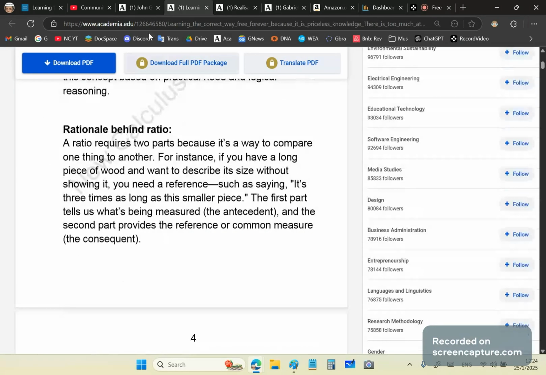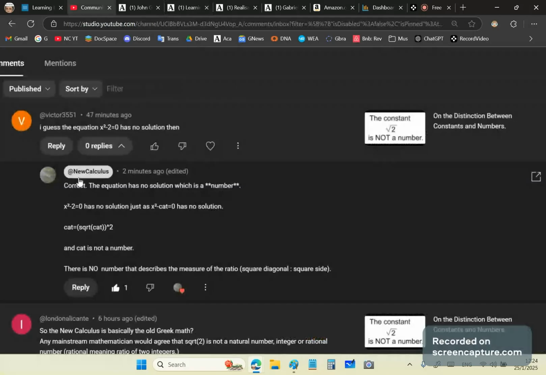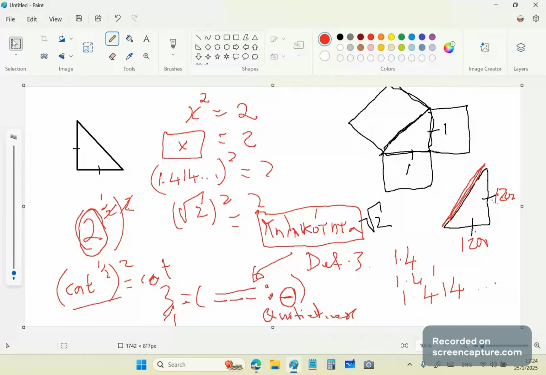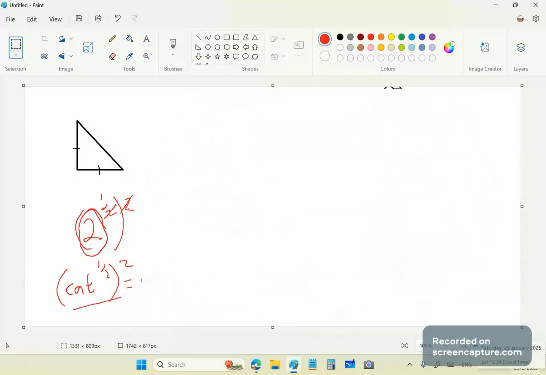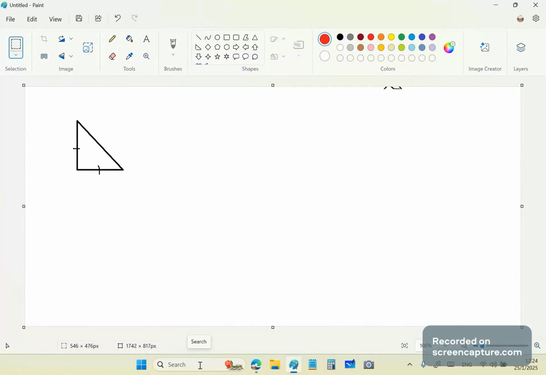So now coming back to this question, he says, I guess the equation has no solution then. Well, it doesn't have a solution that is a number. It does have a solution, which is a magnitude, okay? So what is that solution? Well, let's see what that solution is. I'll show you. Look. So you want to know what the solution is in terms of magnitudes, don't you?